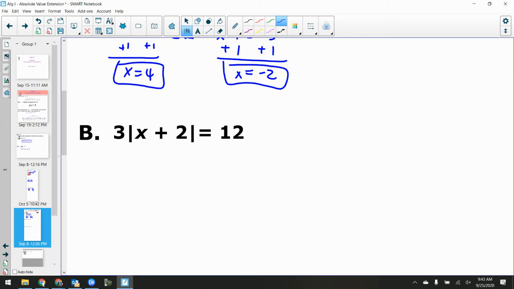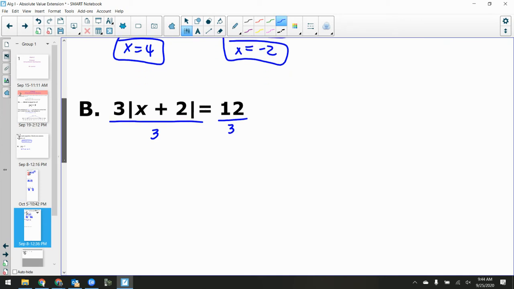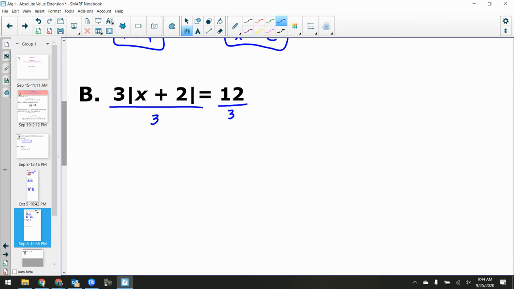Instead of distributing, because we can't distribute into an absolute value. It's one of those ones that we can't break into. We divide both sides by 3. We isolate the absolute value. Get the absolute value alone before you make your 2 equations. And at this point, that's when you make your 2 equations. Don't start doing it ahead of time. You can't say 12 and negative 12. Nope, you got to wait till it's 4. You got to wait till the absolute value is completely alone.